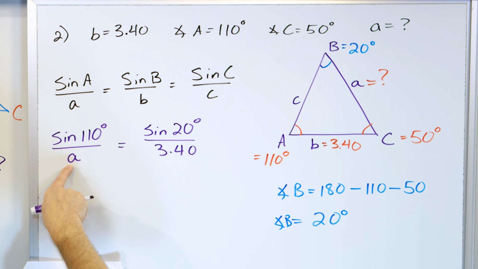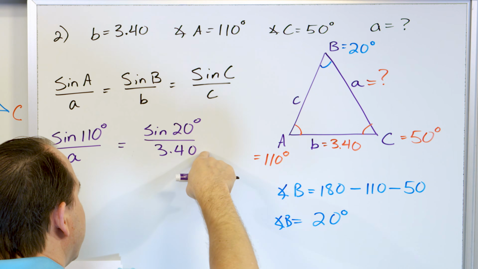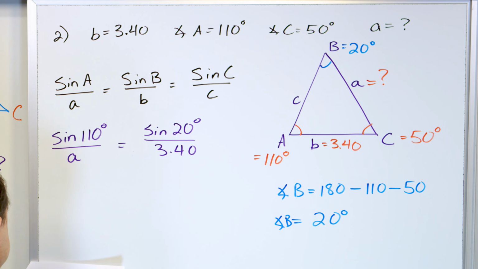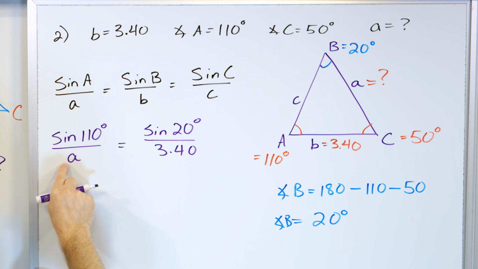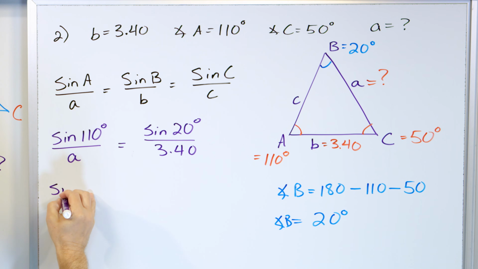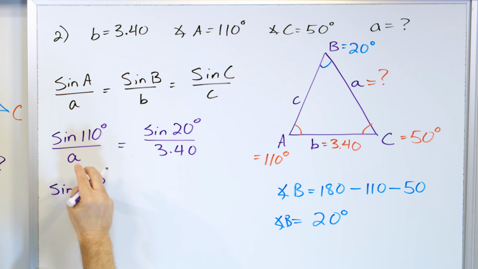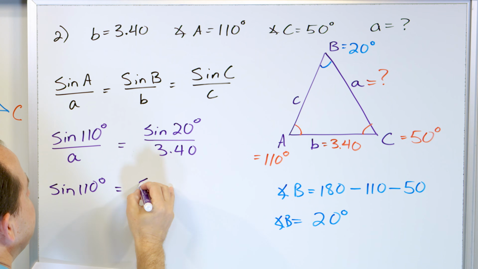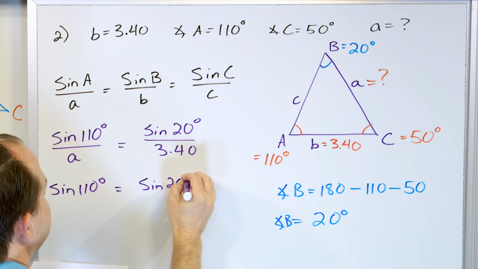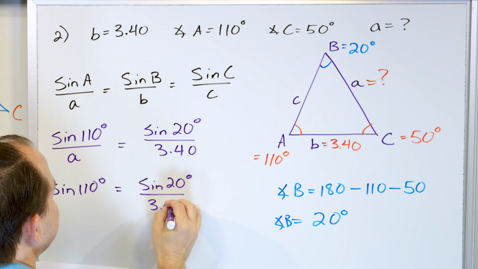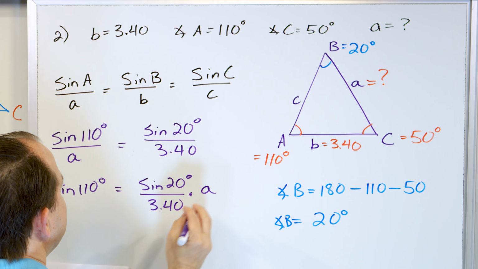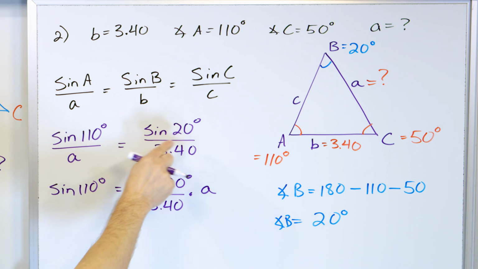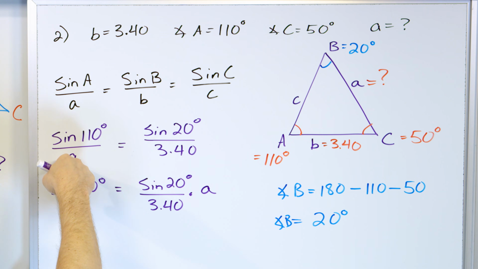Now, in order to solve for a, we could calculate the values of all these, and that's fine, but let's just do a little manipulation first, just to get a little practice. We're going to solve for a, so let's multiply a on both sides. So on the left, when you multiply by a over here, it cancels, so it disappears. On the right, it's going to be the sine of 20 degrees divided by 3.40 multiplied by a. So make sure you understand, multiply left and right-hand side by a. On the left-hand side, it cancels. On the right-hand side, it's just multiplied by a.